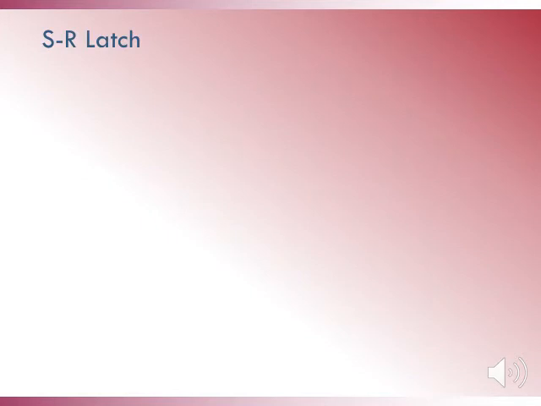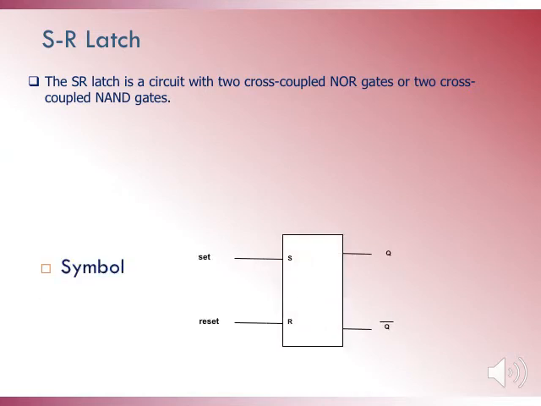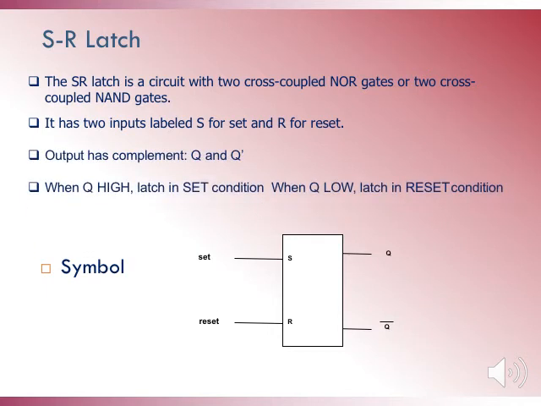The second type of latch is the SR latch or the set reset latch. The SR latch is a circuit with two cross-coupled NOR gates or two cross-coupled NAND gates. The symbol for the SR latch is shown here. It has two inputs labeled S for set and R for reset. There are two outputs Q and Q bar. When Q is high, the latch is in set condition. When Q is low, the latch is in reset condition.